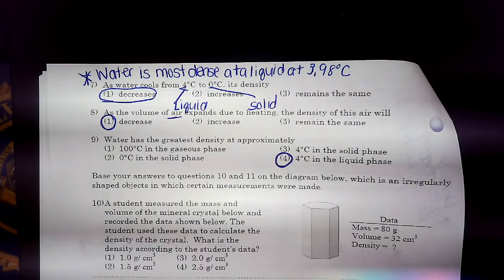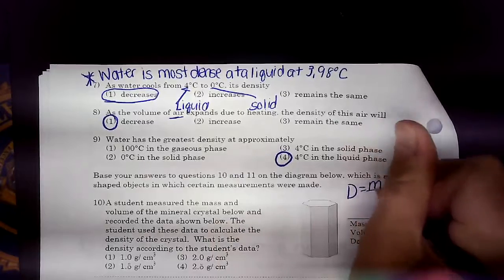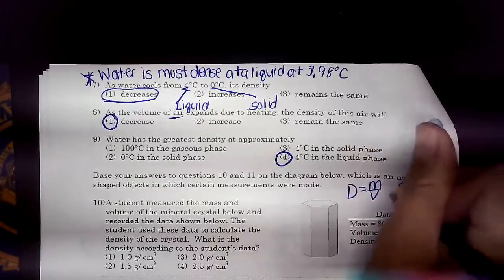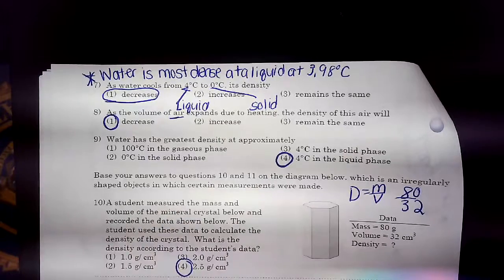A student measured the mass and the volume of the mineral crystal below and recorded it in the data table below. The student used the data to calculate the density of the crystal. What is the density according to the student's data? So density equals mass over volume. So we get 80 divided by 32, and you should get 2.5 for that.